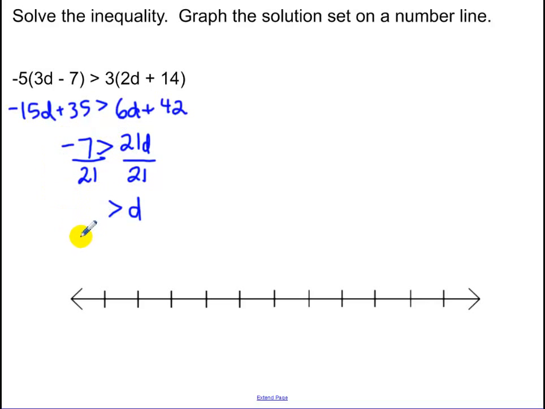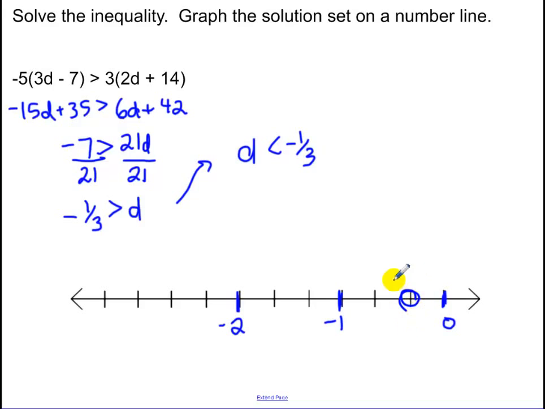A lot of you guys are going to say that's negative 3. It's negative 1/3. Writing it so that the variable's on the left, okay, so it's numbers less than negative 1/3. Okay, so let's make that 0. Let's go by thirds again. This would be negative 1. That'd be negative 2. Negative 1/3 is there. It's an open hole, and I'm less than, so I'm going to the left.